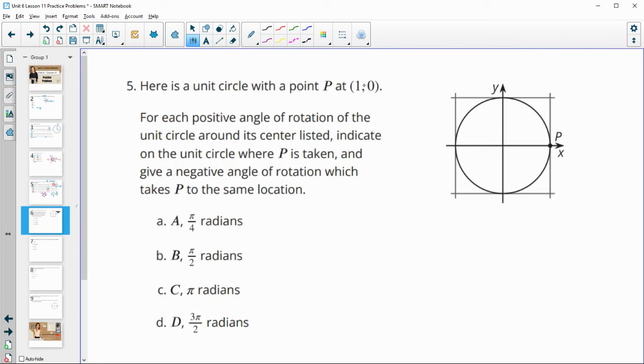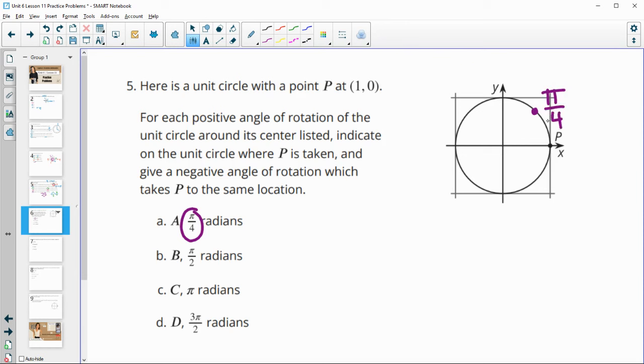Number 5, here's a unit circle with a point at 1, 0. For each positive angle of rotation of the unit circle around its center that's listed, indicate on the unit circle where P is taken and give a negative angle of rotation that would take P to the same location. So for this first one, we'll start at pi over 4. So pi over 4 is halfway between 0 and pi over 2, so right here. So here's pi over 4.